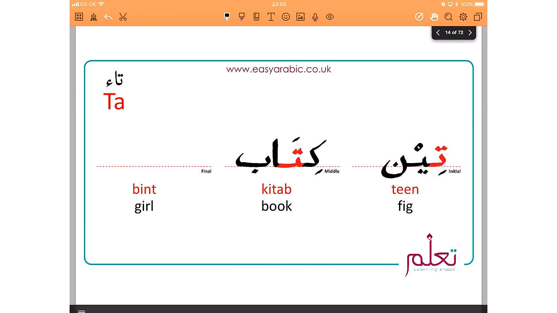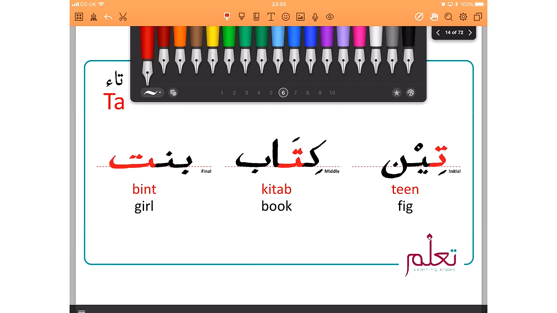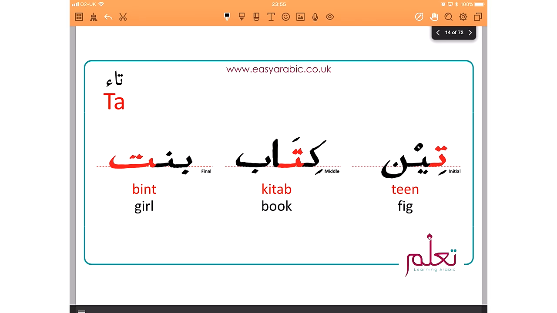The last one is bint, which is girl. So we have the ba, and then the noon, and then the ta. The ta at the end. So bint. So we have the harakat, bint.